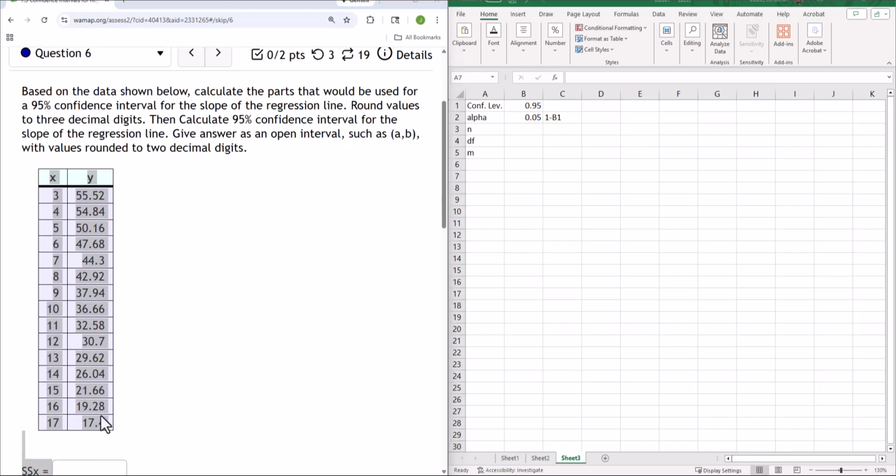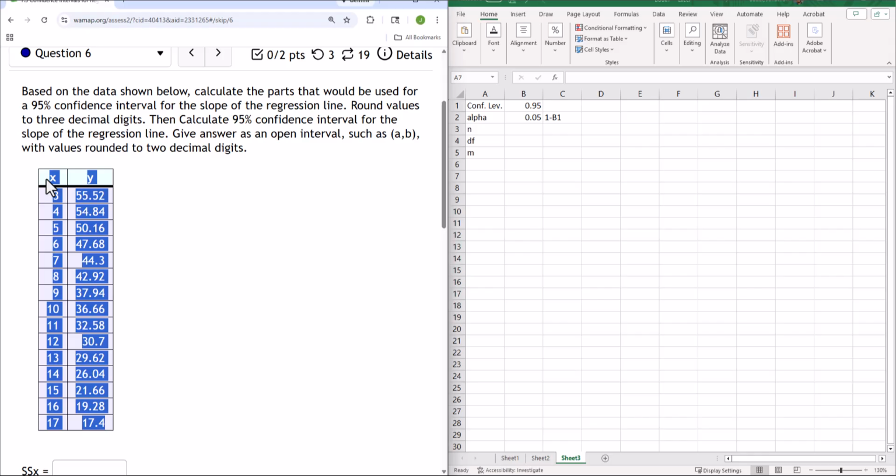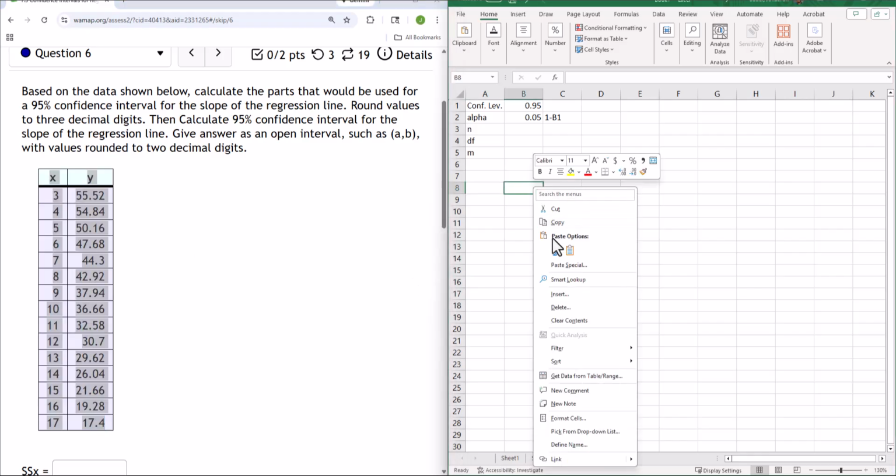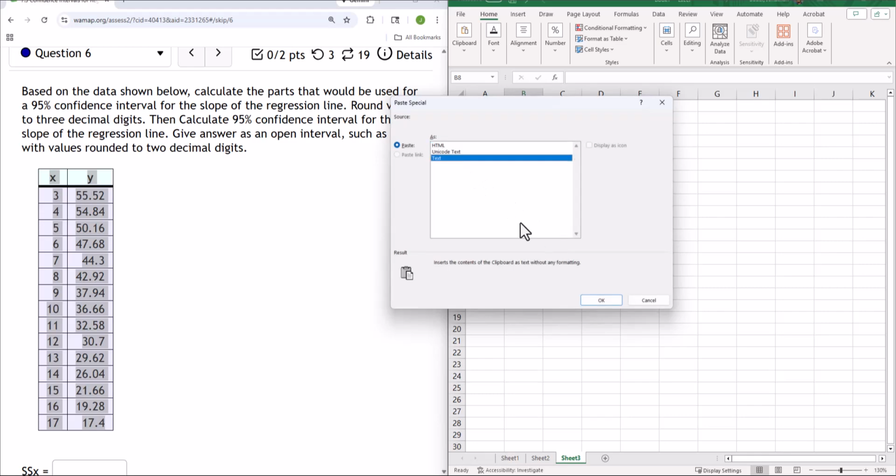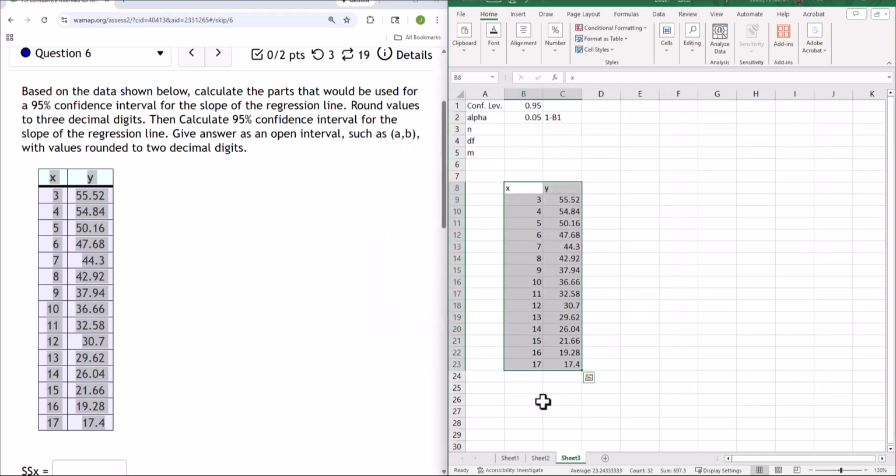So I'm going to just grab the data here, maybe try this from the bottom up, and I'll paste it special. And we'll see here, okay, now the number of pairs of data I have, 15. And our degrees of freedom will be that value minus 2, since we're dealing with bivariate data. We're going to subtract 2.